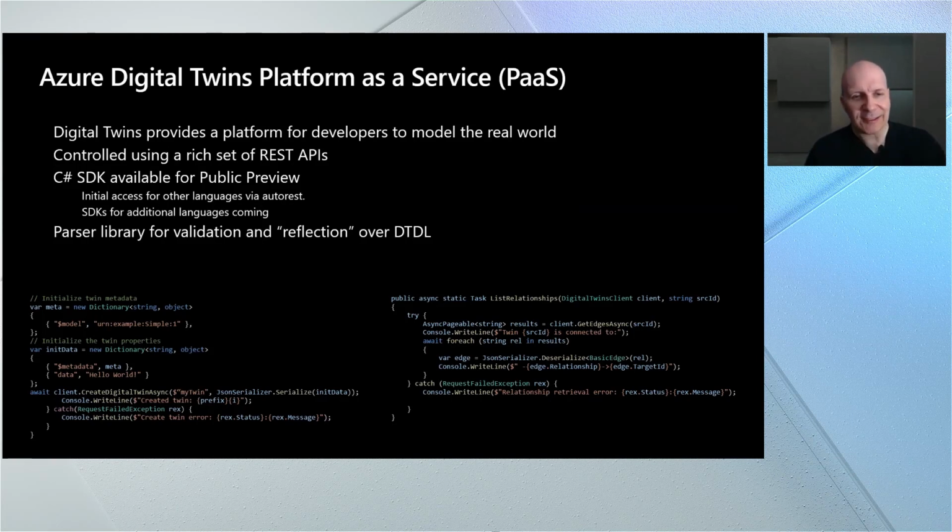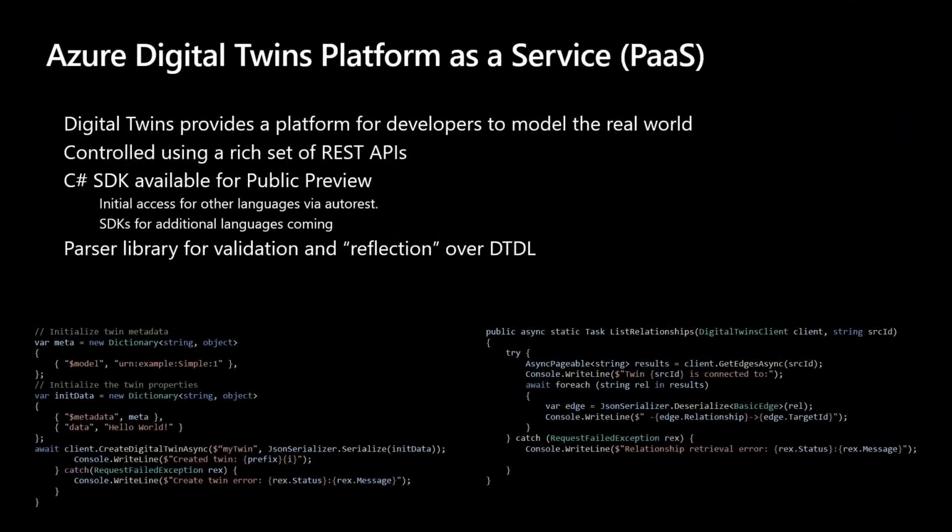There also is a parser library that lets you validate and reflect over DTDL. Typical use cases aside from just validating DTDL on the client side are things such as parsing the DTDL into an object model that you can use, for example, to create model-driven UI from the metadata of the models that you have.